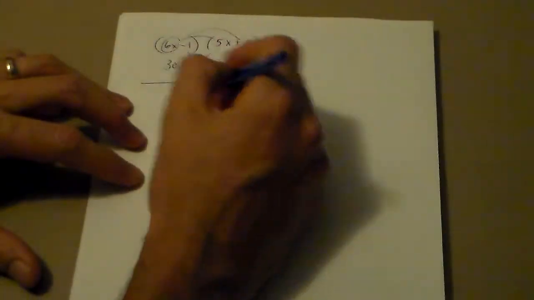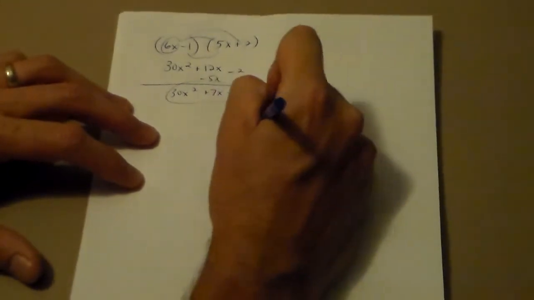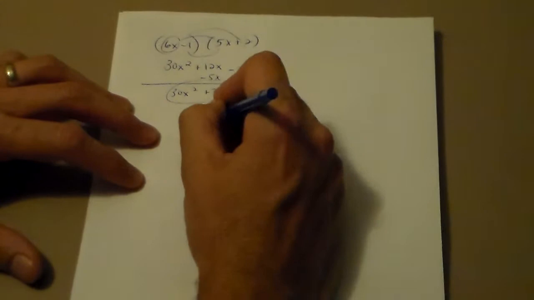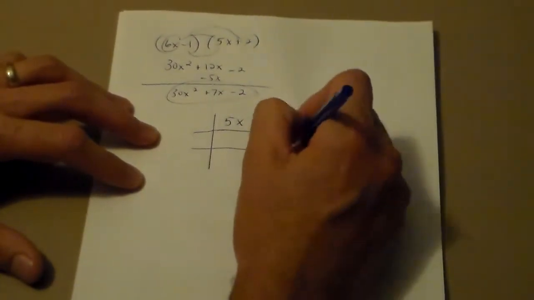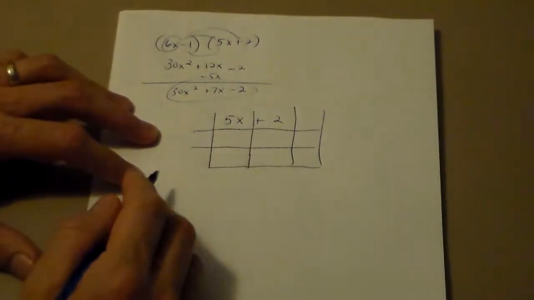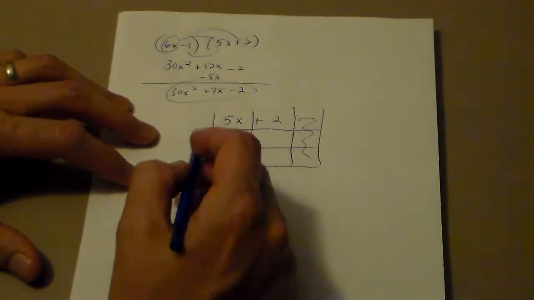Now, I want to show you the area method, or using a table. Okay? Some people call it the area method, some people call it a table. It's the same thing. I'm going to show you get the same answer, okay? So over here I'm going to write 5x plus 2. Okay? And then I'm going to make a table like that. And then over here, here I'm going to put 6x, and then here I'm going to put a negative 1.